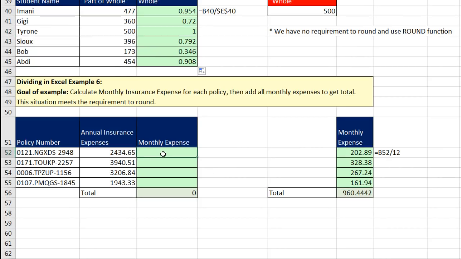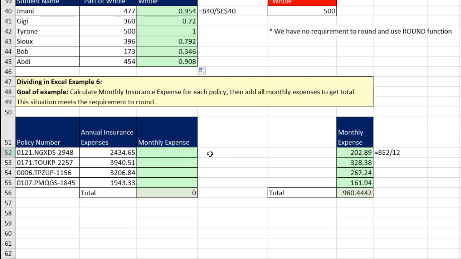Example 6, we have annual expenses for these different policies. We need to calculate monthly expense, which means dividing by 12. But do we have to round? Well, our 3 rules are: we're required to round. Like with money, that's true. We run the risk of extraneous decimals. Yes, we do, because we have some decimals here, and we're going to divide those decimals. And we can default to our rule for money.